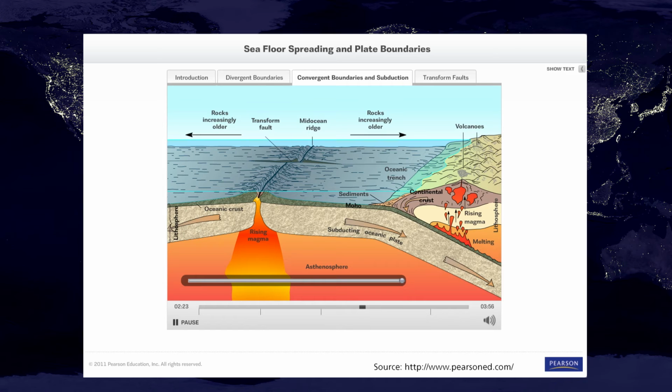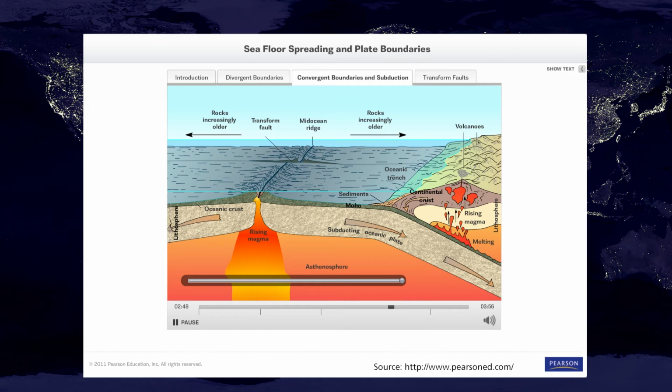Notice the magma rising from above the subducting oceanic plate. As the subducting plate is heated at depth, some of it melts. Once molten, this low-density material rises toward the surface above the subduction zone. At the surface, highly explosive volcanoes occur, creating an arc-shaped row of active volcanoes called a volcanic arc.